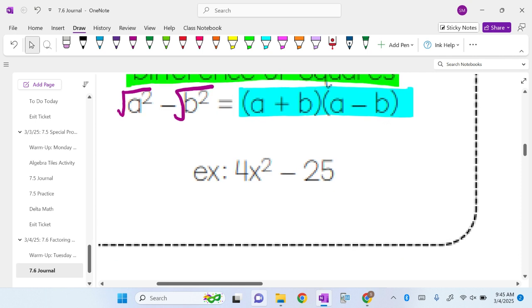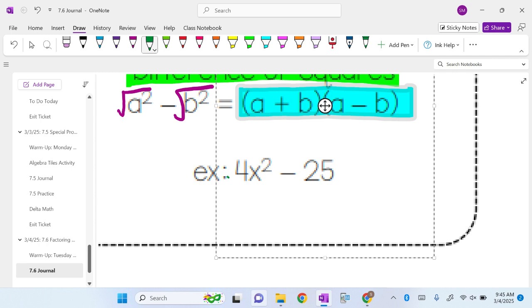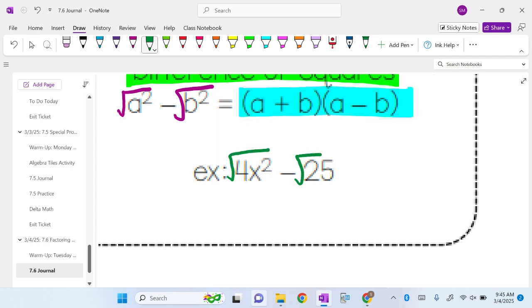So 4x squared minus 25. First thing you got to ask yourself is, are both terms perfect squares? Yes or no? Yes. So, since they're perfect squares, we're going to take the square root of both terms. What's the square root of 4? 2. What's the square root of x squared?